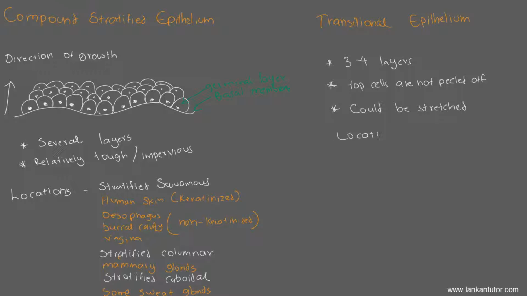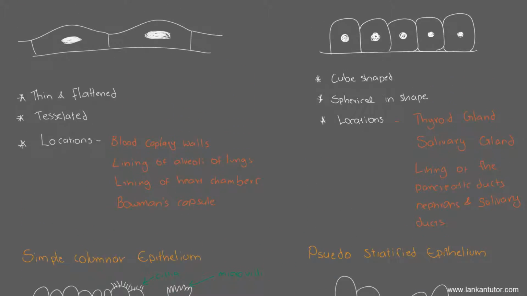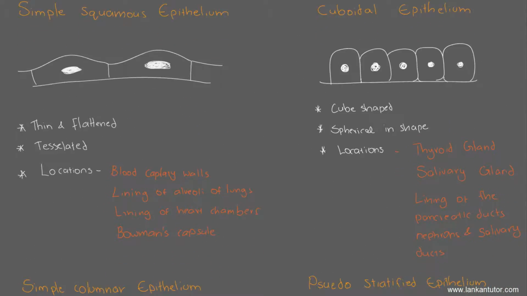Again, epithelium can be divided according to different things, whether they are simple or compound, or whether they're keratinized or not. They can also be divided by function. Some of them are glandular, some of them have exocrine functions, and some of them have endocrine functions. Anyway, that is all you really need to know about epithelium.